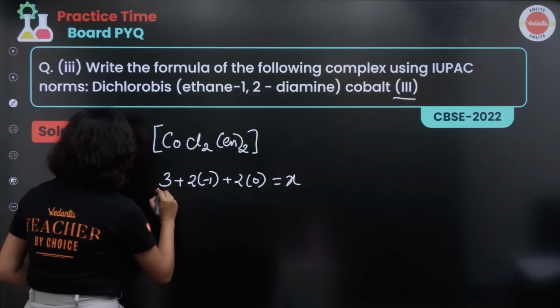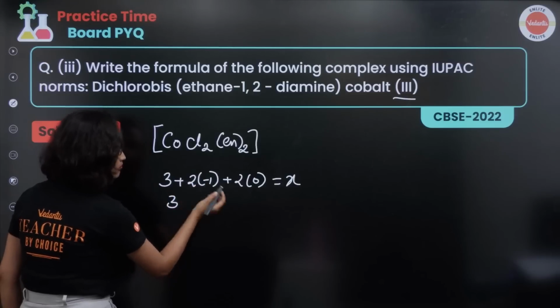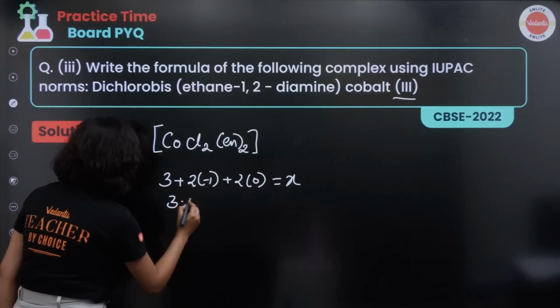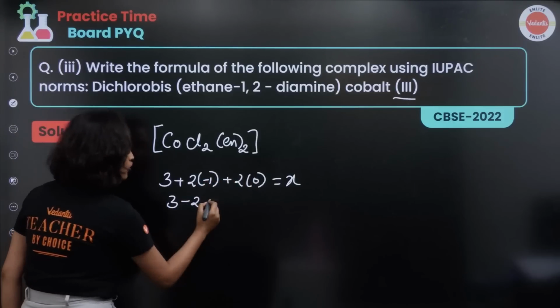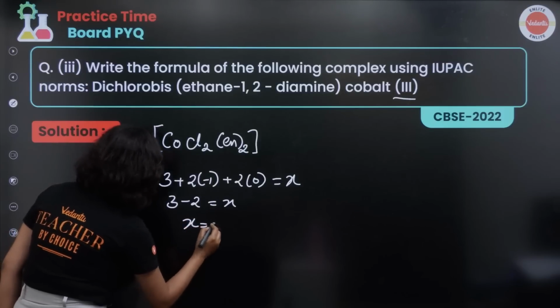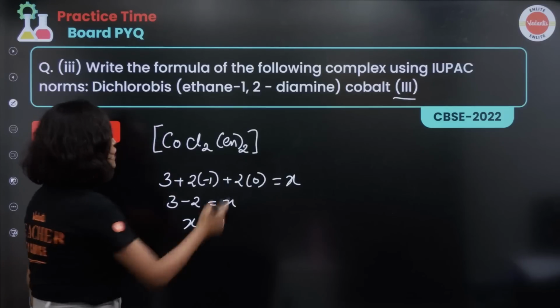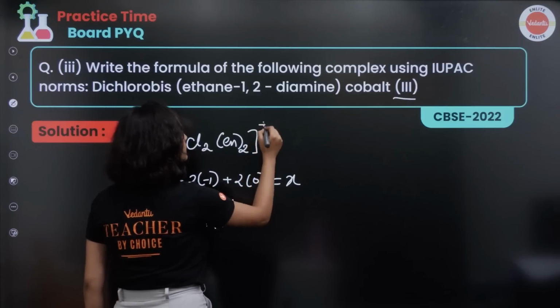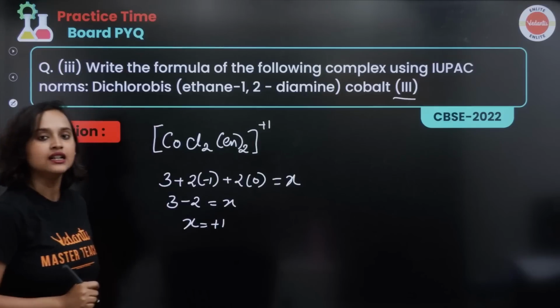So that means 3 plus 2 into minus 1, that means minus 2. This will be 0 is equal to X. So X is equal to what? Plus 1, right? So that means this is in the plus 1 state.